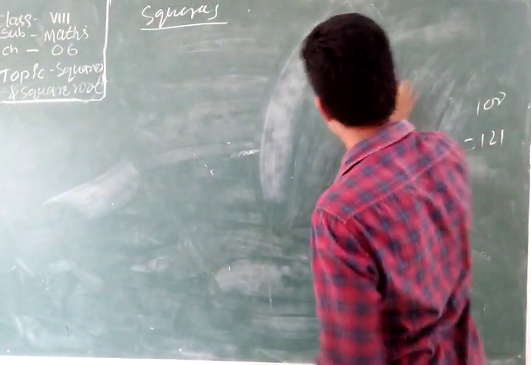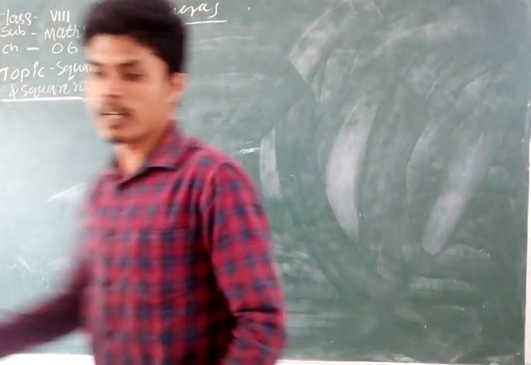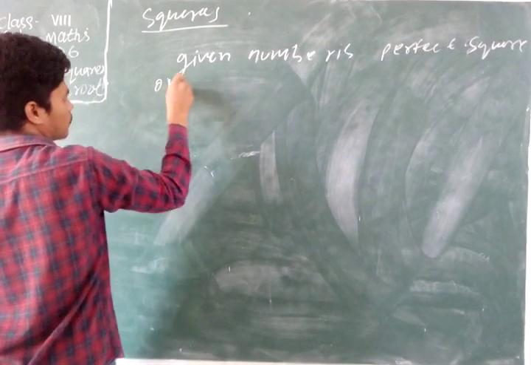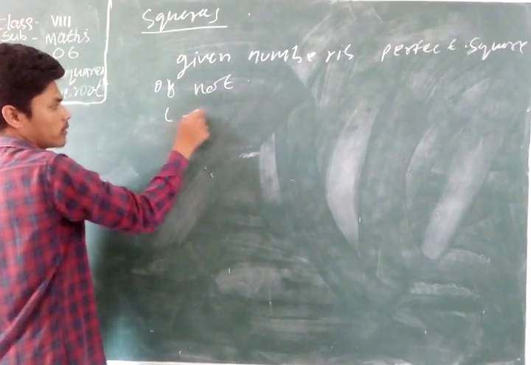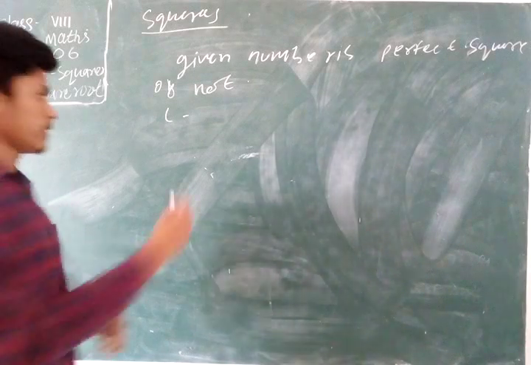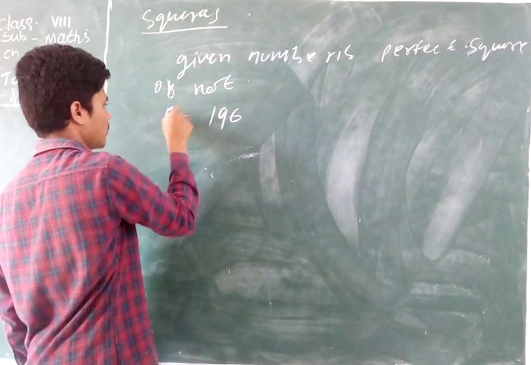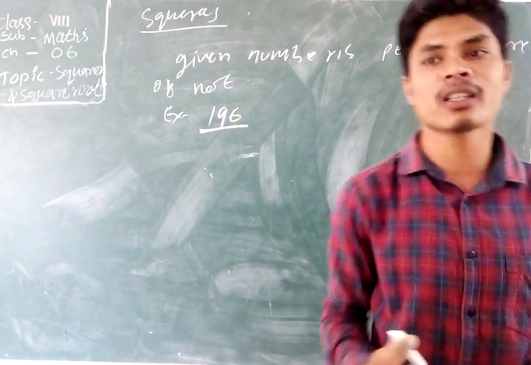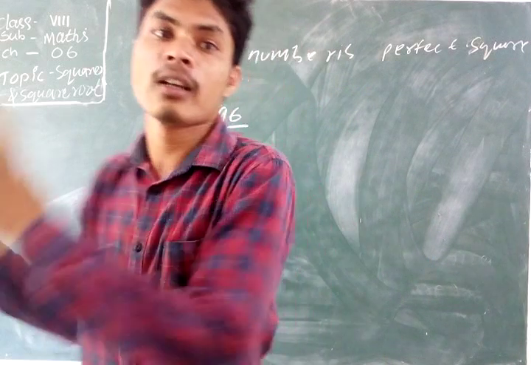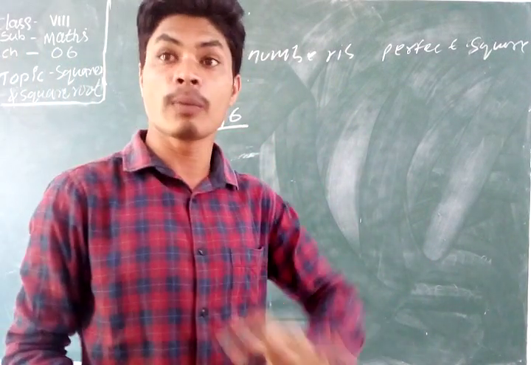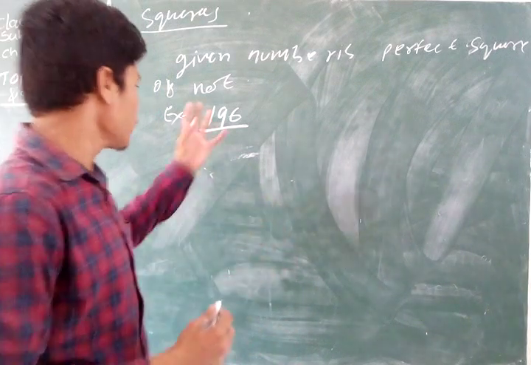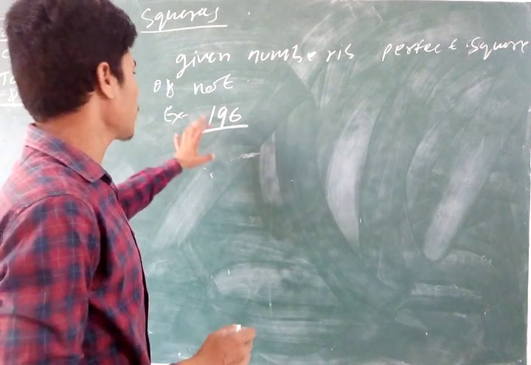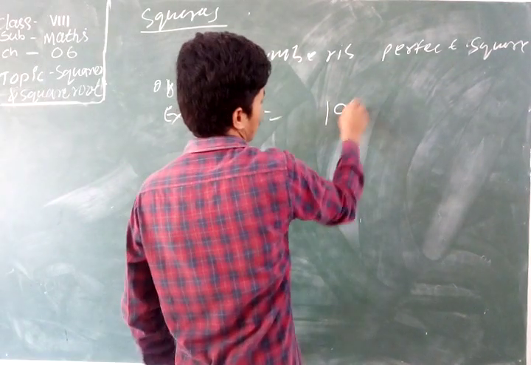Now we know how to find the square of any number by multiplying it by itself. Now, is the given number a perfect square or not? How do we know? Take the example 196. Is 196 a square number or not? We use the factorize method, using the prime factors you already learned in previous classes. How do we check?